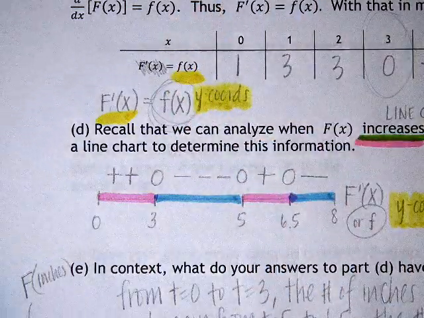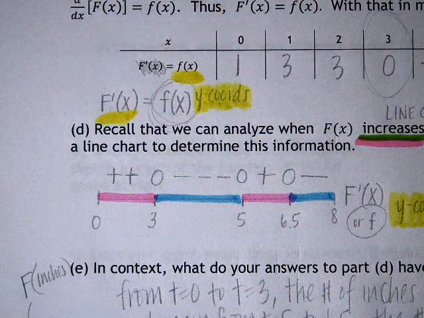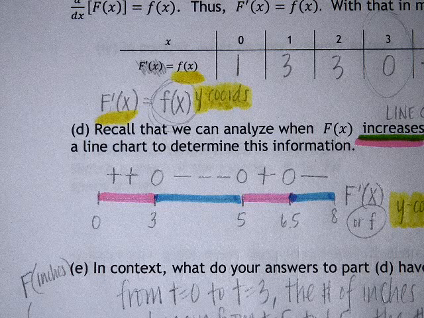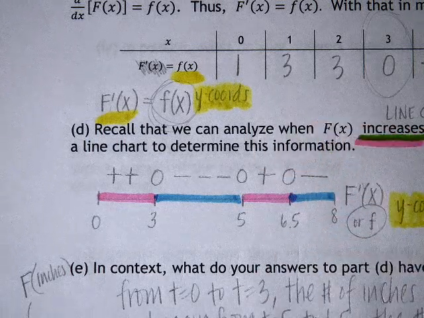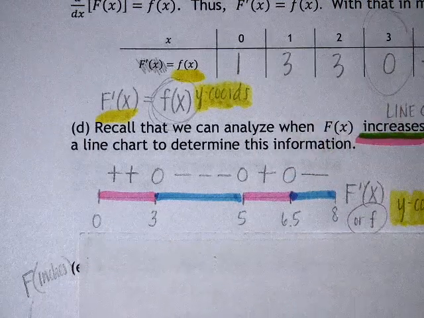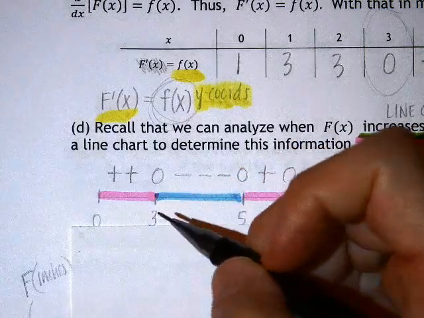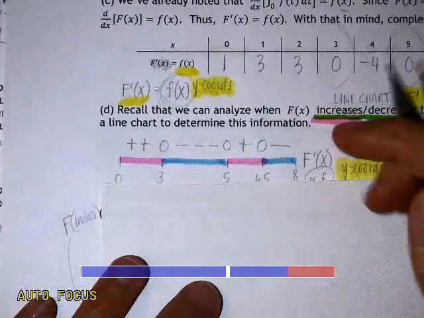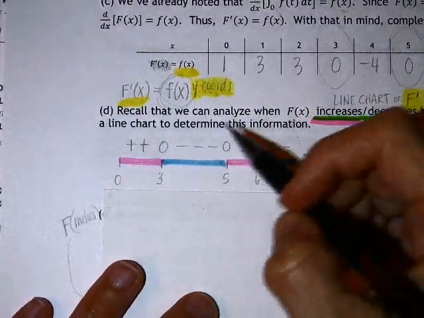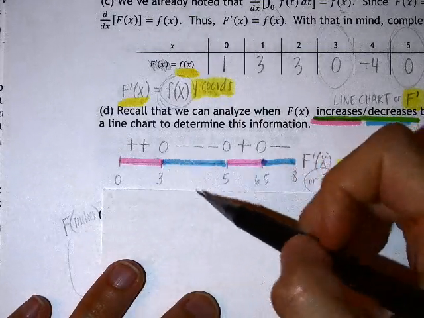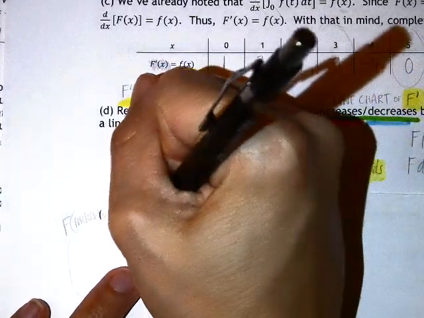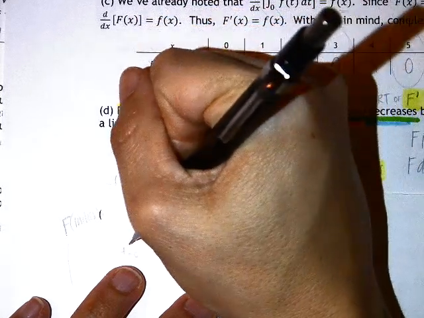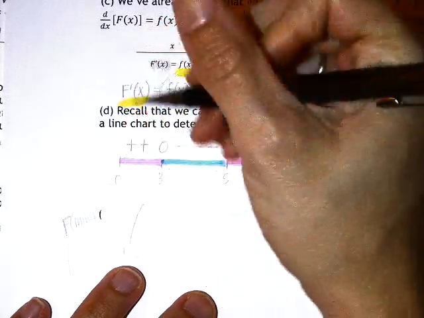The snow function is going to start out increasing. And if you're wondering how I know that, it's because I'm looking at that plus sign situation and reminding myself that's what it means when a line chart has plus signs in this context. Big F is increasing where its line chart for F prime is positive. So starting at time 0, we're going to have a graph that increases.